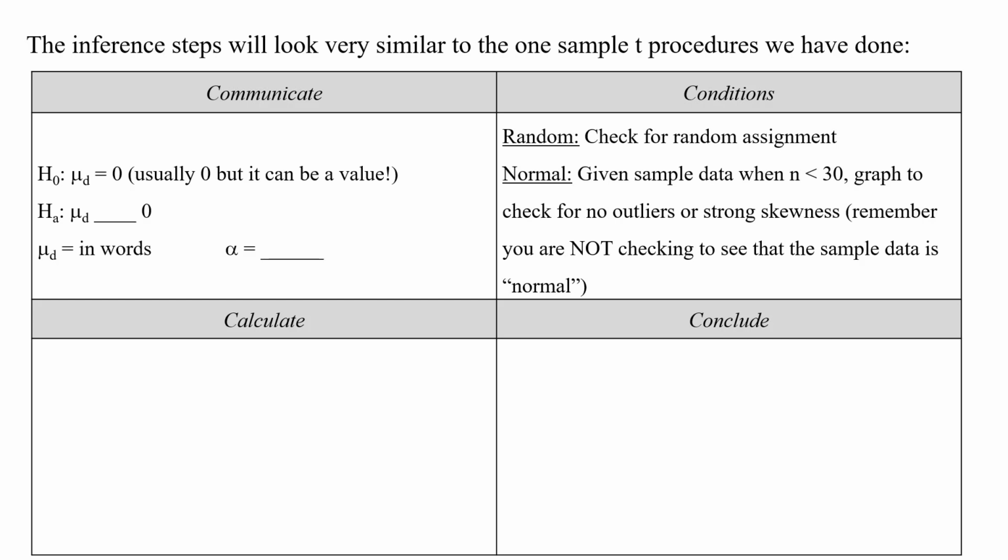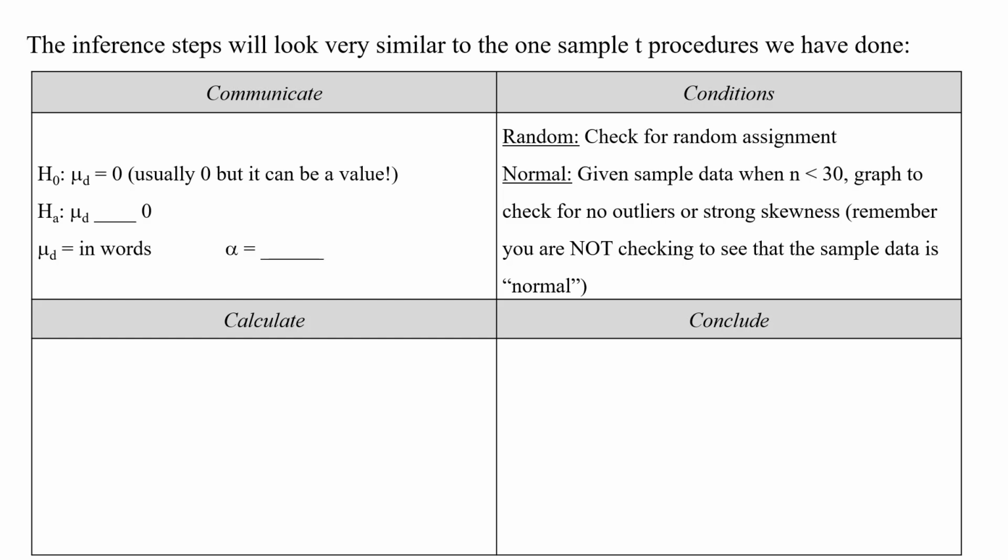Our conditions, we want to check for random assignment here. We want to make sure that those treatments are randomly assigned and the order that they are given is randomly assigned. We don't check the 10% condition because we are performing an experiment, so no need to check that.